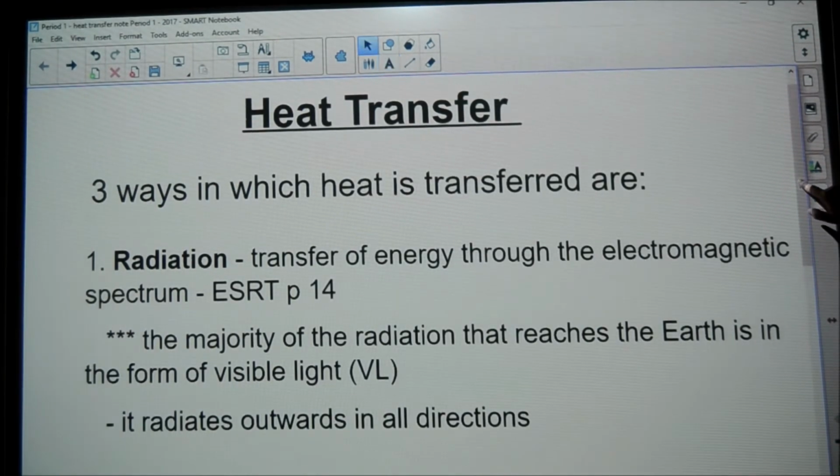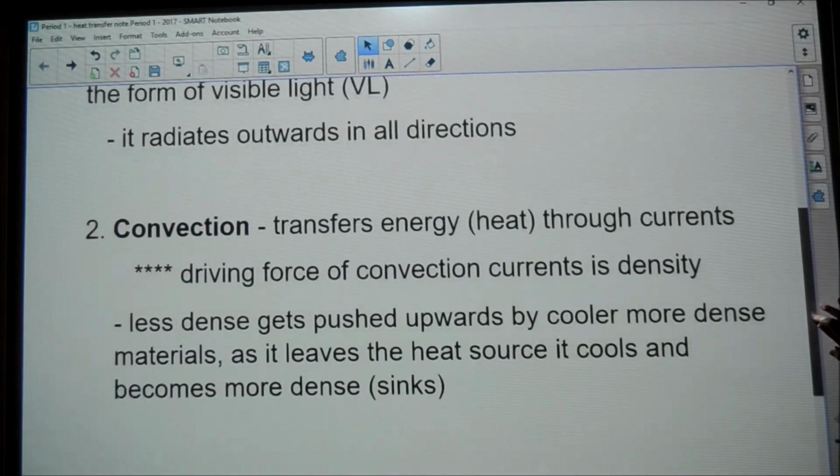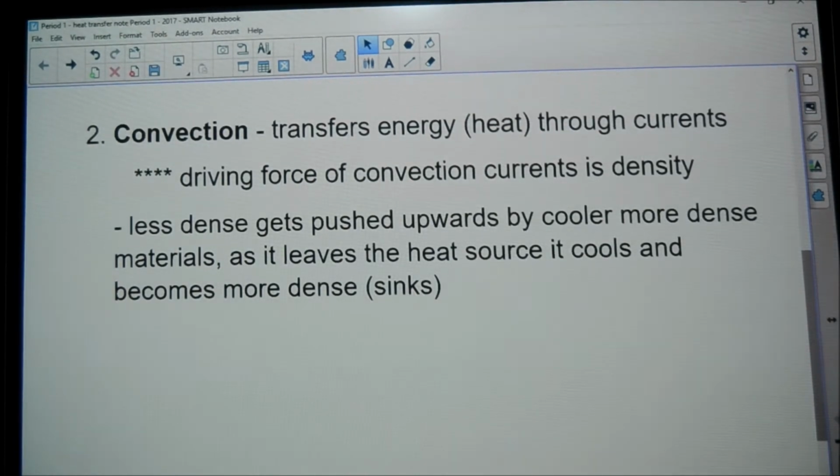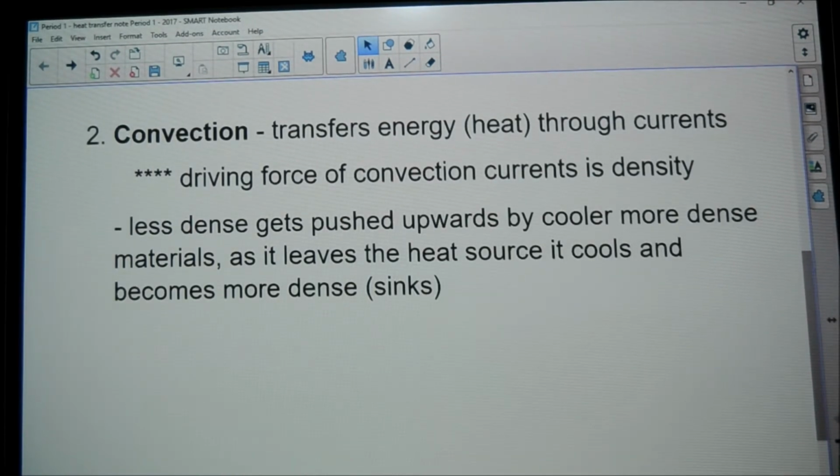Next one, we're going to look at convection. Convection transfers energy, or usually heat, through currents. We talked about this one when we did plate tectonics, because you had convection currents in the asthenosphere. That was what was causing the plates to move. The driving force of convection currents is density. More dense sinks, less dense gets pushed upwards.